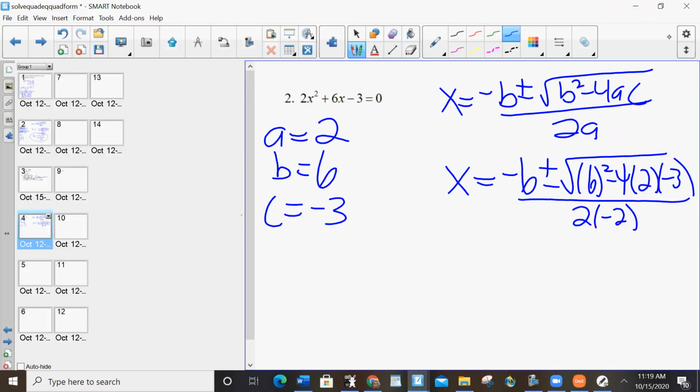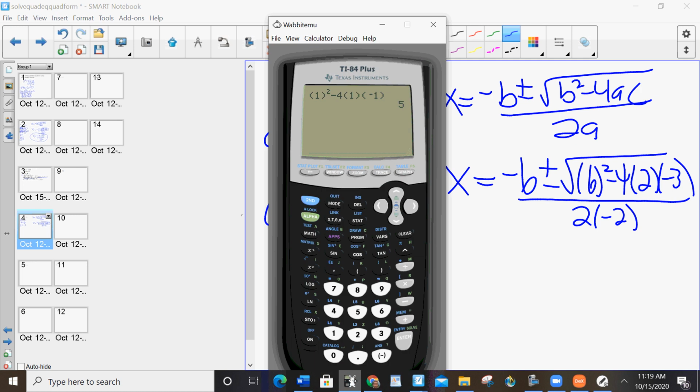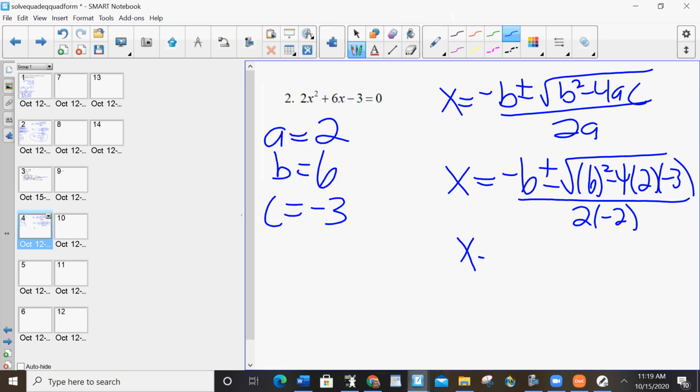Next, I type what's inside the radical into the calculator. Don't type the radical in, just what's inside the radical. 6 squared minus 4 times 2 times negative 3. I get 60. x equals negative 6 plus or minus the square root of 60 over, I'm sorry, I don't know why I put a negative 2 there, over 4.